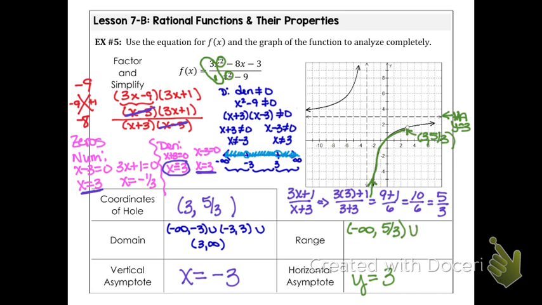Union. And then we're going to jump over that hole. So we're going to go from that 5/3 all the way to that horizontal asymptote, which we said is at 3. Union, and at 3 it jumps us back over here. We're going to keep going up from 3 to positive infinity.